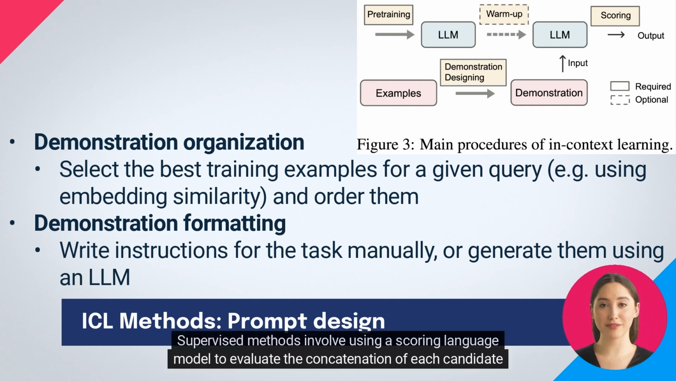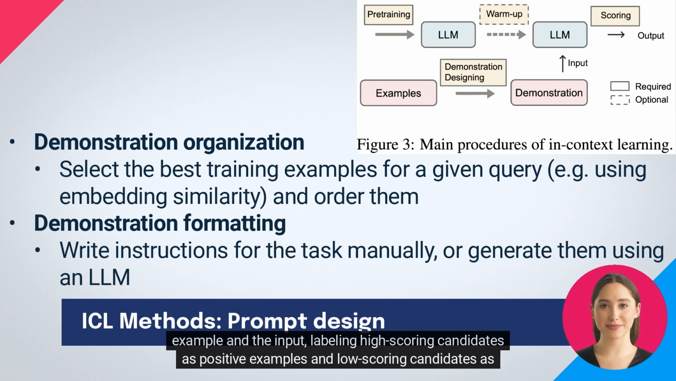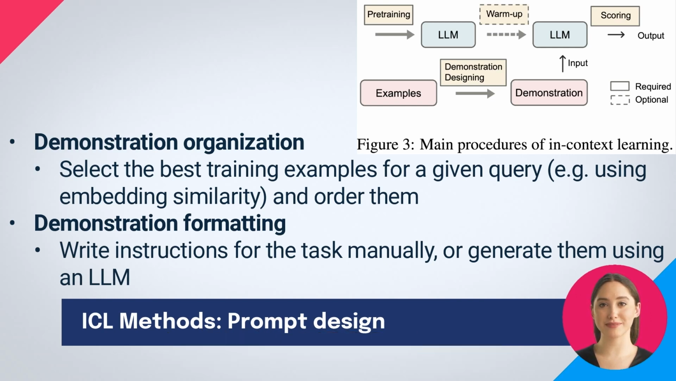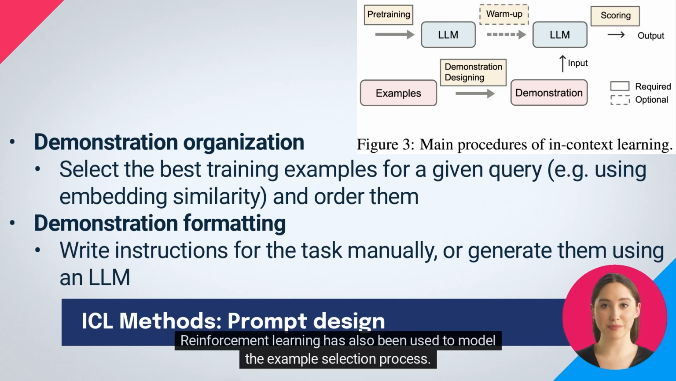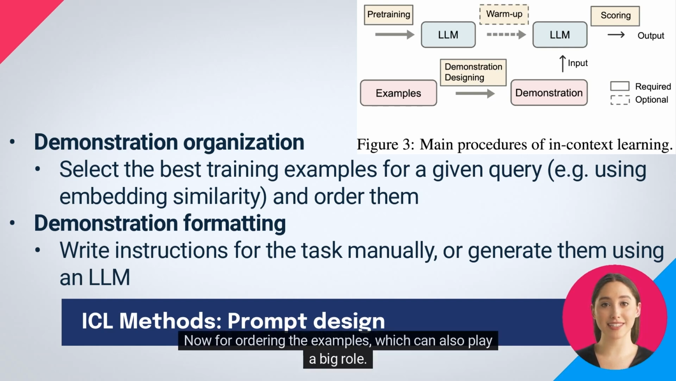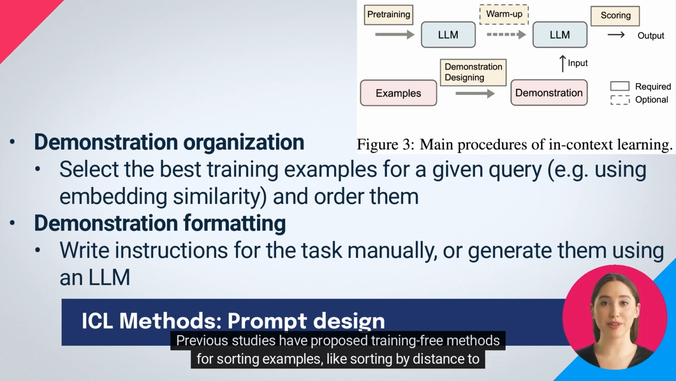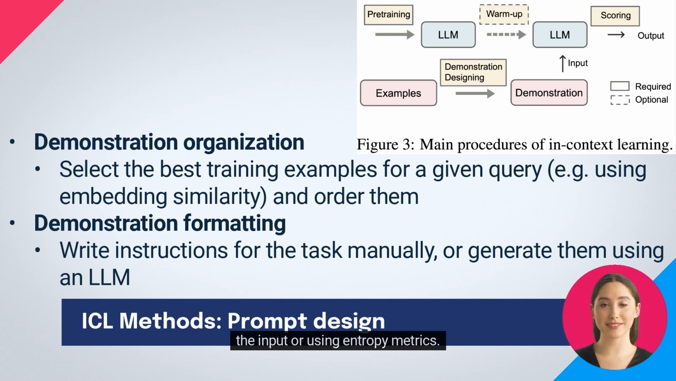Supervised methods involve using a scoring language model to evaluate the concatenation of each candidate example and the input, labeling high-scoring candidates as positive examples and low-scoring candidates as hard negative examples. Reinforcement learning has also been used to model the example selection process. Now for ordering the examples, which can also play a big role. Previous studies have proposed training-free methods for sorting examples, like sorting by distance to the input or using entropy metrics.